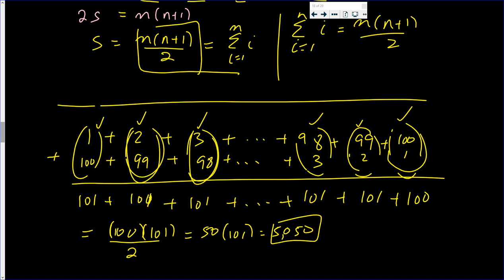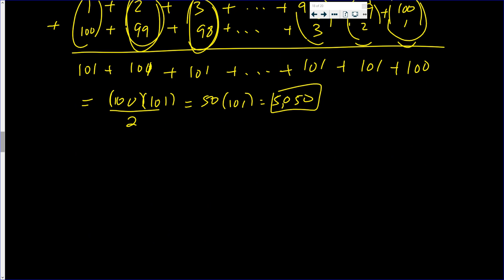And to do it the way the teacher wanted them to do, 1 plus 2 is 3, 3 plus 4 is 7, then add 5, etc. That would have taken a while.